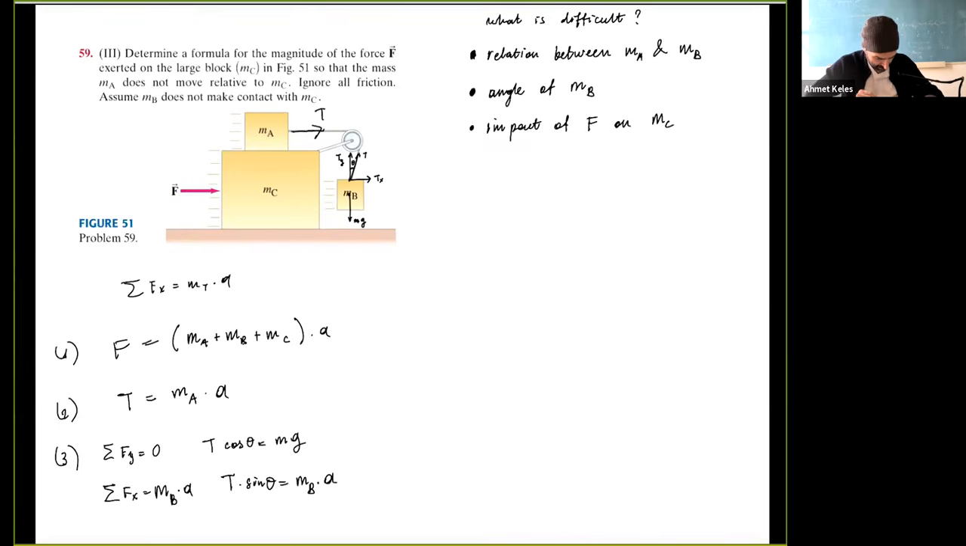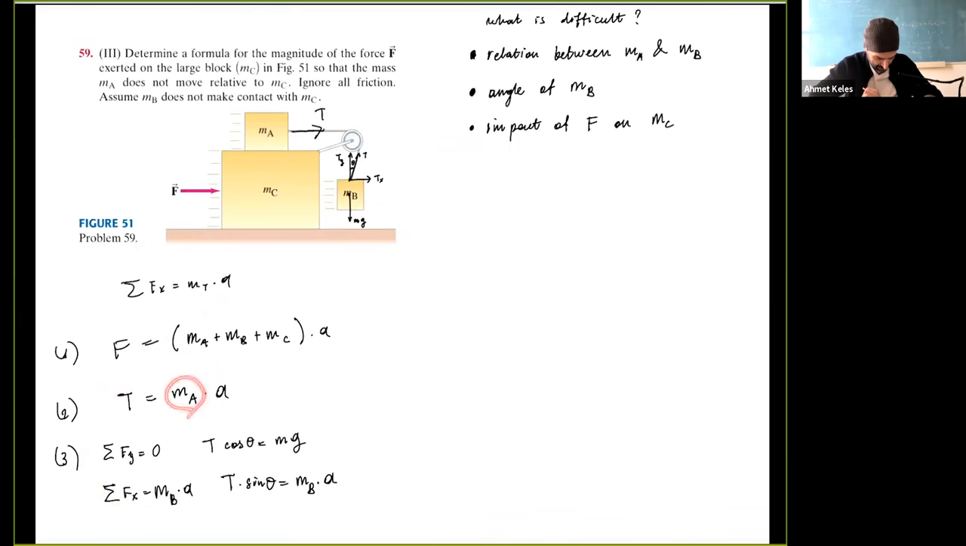So what are the unknowns? I know these, MA, MB, MC, given. A, I don't know. And F, I'm looking for F. So if I find A, I'm done. But in these three equations, how many unknowns are there?